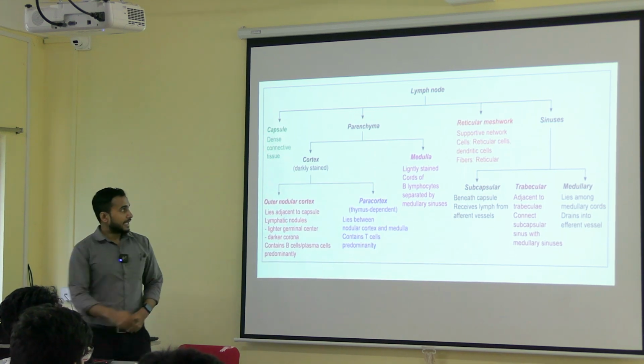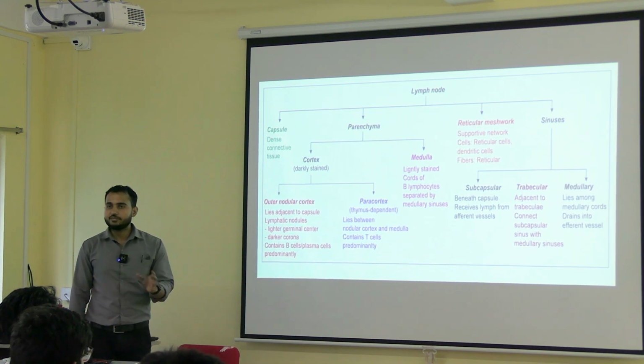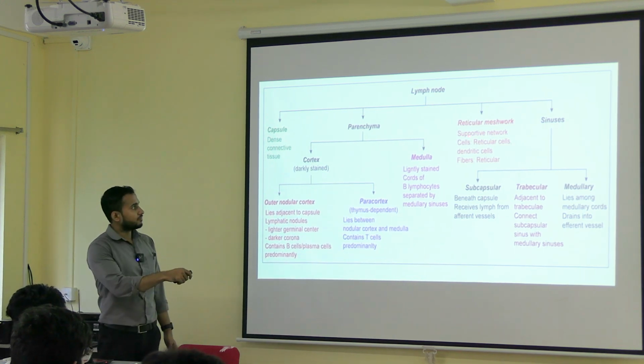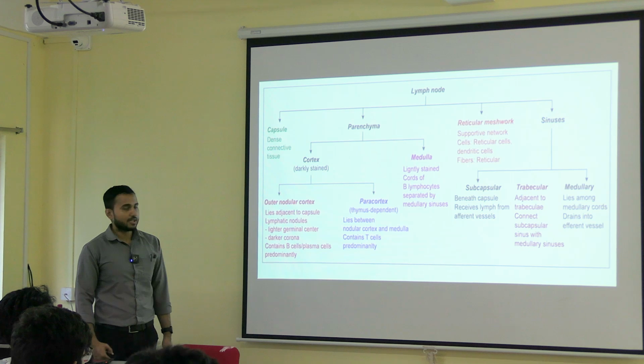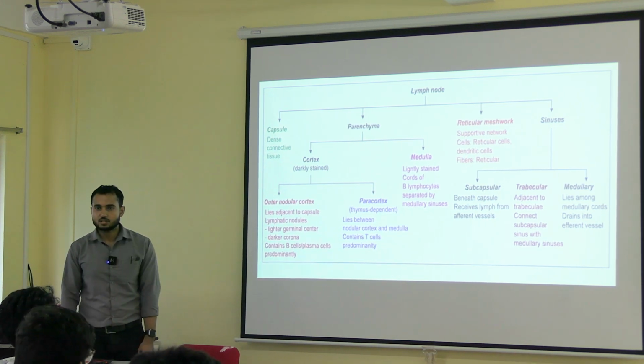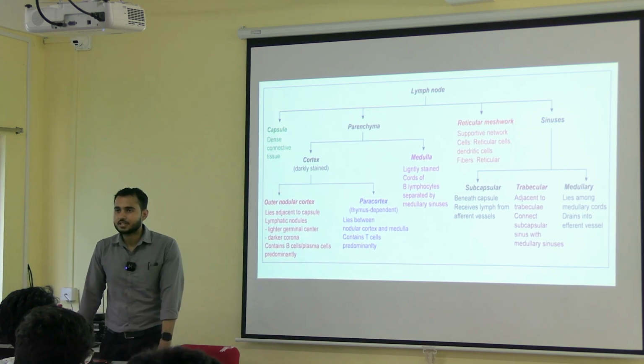Okay. Next, तो everywhere don't forget to mention the reticular meshwork. कोई भी lymphatic structure हो, उसका जो framework होता है, meshwork होता है, that is formed by the reticular cells, reticular fibers. Okay, and in this case we are getting some dendritic cells. Dendritic cells are nothing but the antigen presenting cells.